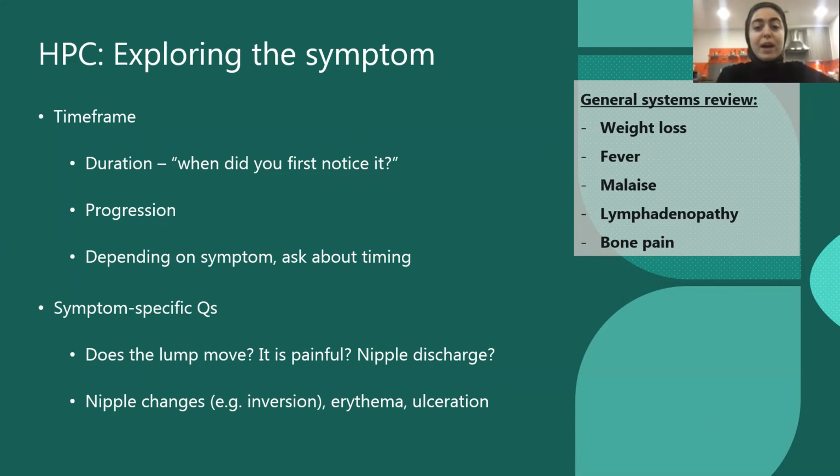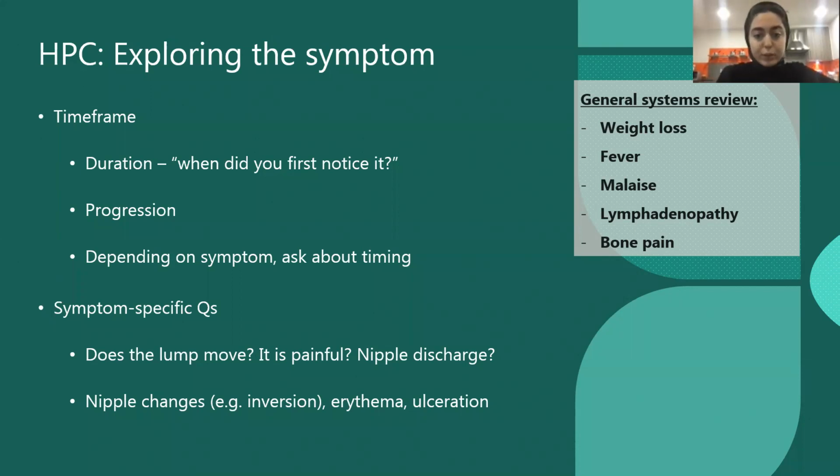Once you've asked your open question, start again with your closed-ended questions. Have you been experiencing any unintentional weight loss? Have you been experiencing any fevers or night sweats? Have you been tired? And of course, avoid medical jargon like lymphadenopathy. So you can ask something like, have you noticed any lumps or swellings anywhere else in your body?